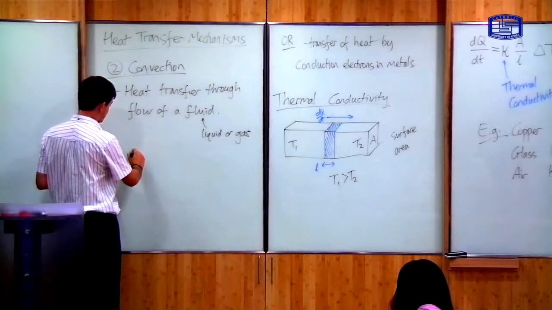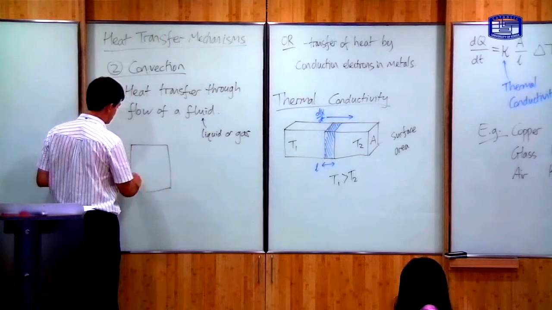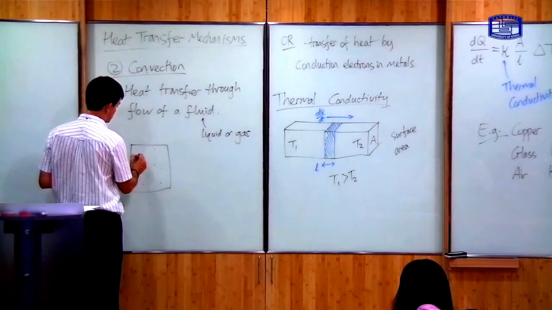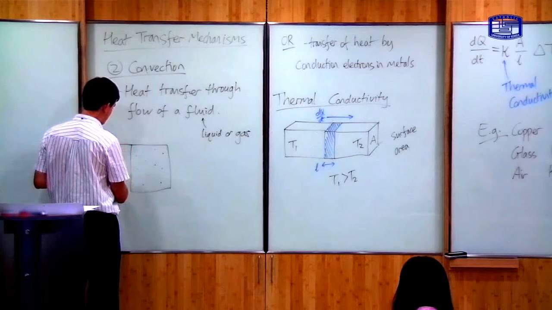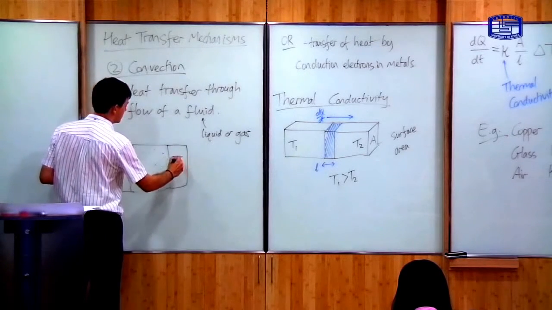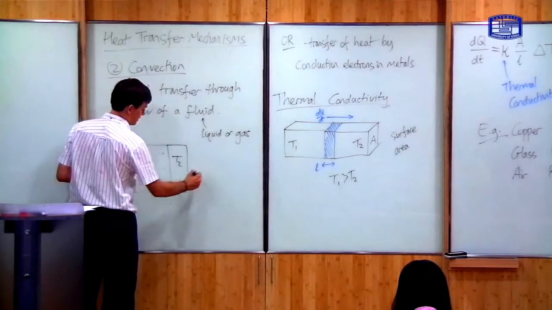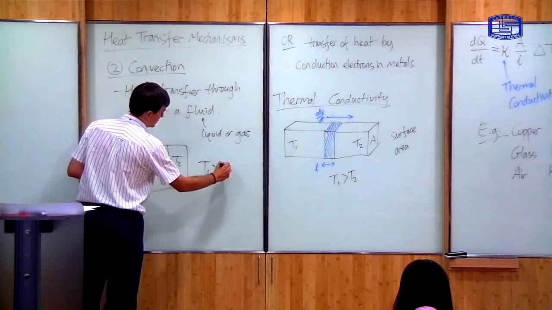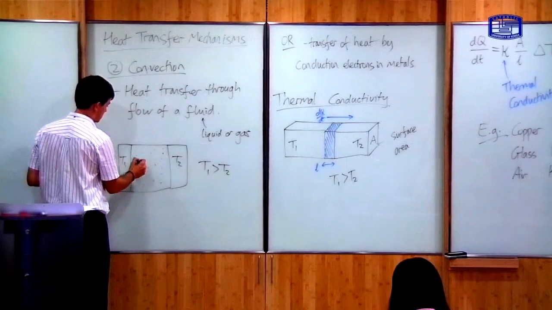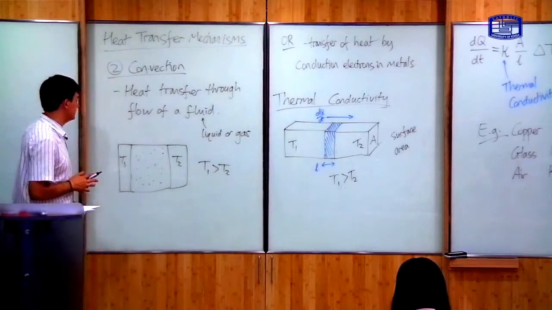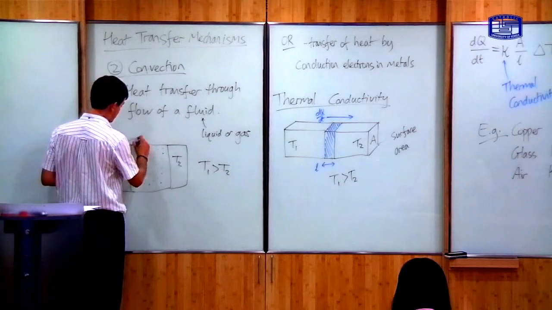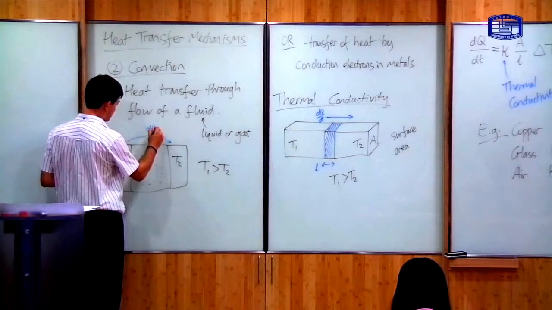So I can draw you the picture then. Suppose I've got a box which is full of gas, and again I attach it to two thermal reservoirs, one on one side T1, the other side T2, and let's suppose for the sake of argument that T1 is greater than T2. Then heat will be transferred, as before, from the hot to the cold.